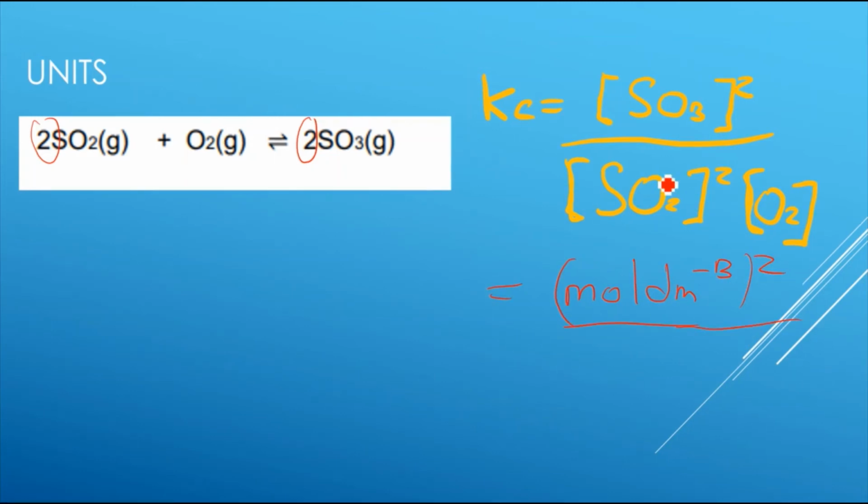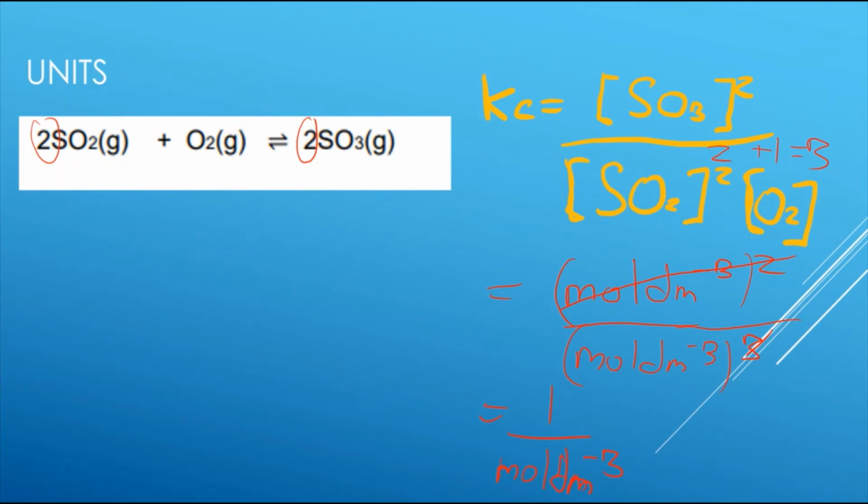Now for the reactants, for example SO2, it's to the power of 2, and then we also have O2. So if we are looking at all these moles, it's 2 plus 1, which is 3. That's why when we write the reactants concentration, that will be to the power of 3. Because these are the same concentrations, we can cancel these out. Because we have 3 at the bottom and 2 at the top, we can cancel all the top ones, and we would be left with 1 on the bottom. So it would just be 1 over moles per decimeter cubed.